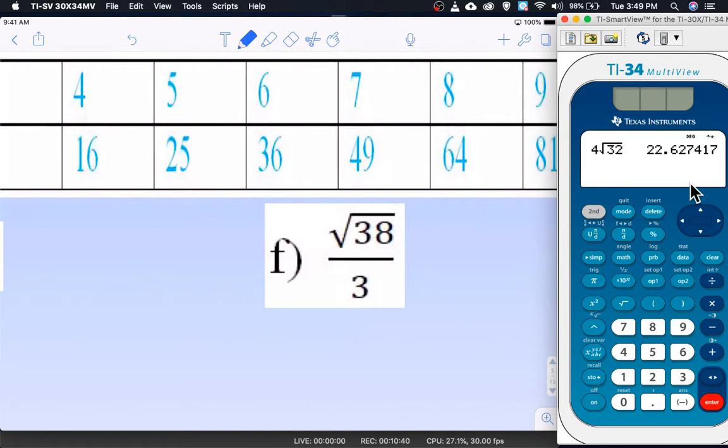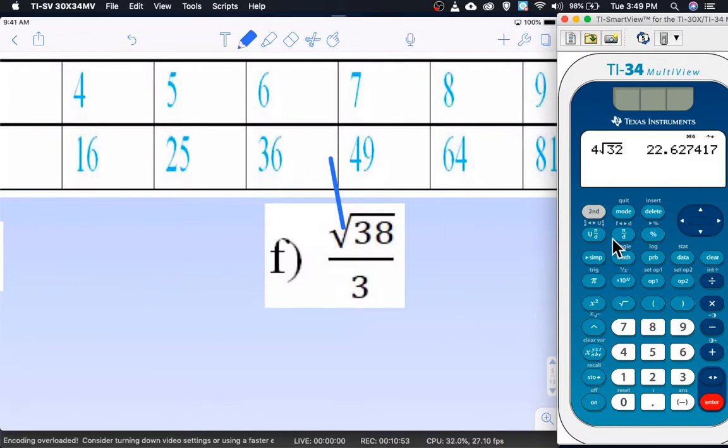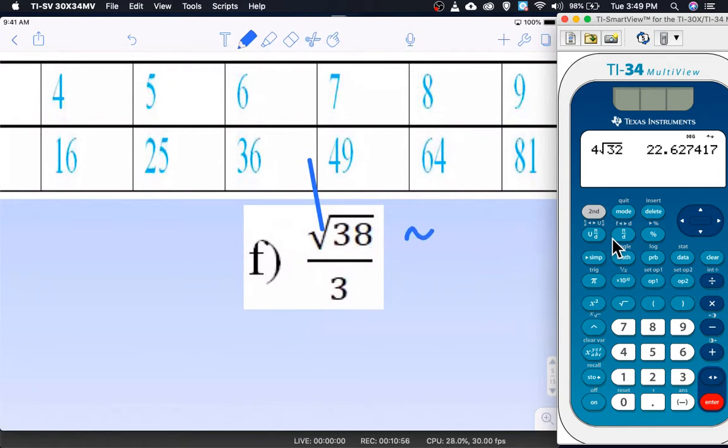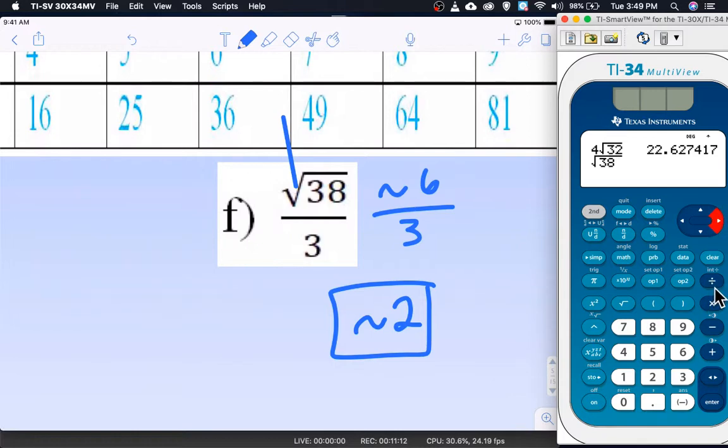Okay. Square root of 38 over 3. Square root of 38 fits in here between 36 and 49. Quite a bit closer to the 36 though. So we can say this top piece has a value of about 6. And if we take that and divide by 3, 6 divided by 3 is 2, so my answer is going to be around 2. To show how close we are, we are really darn close, 2.05.